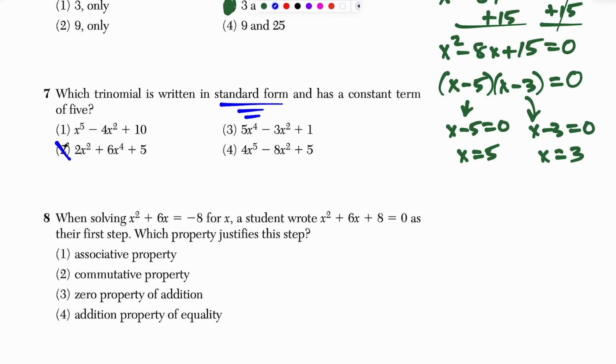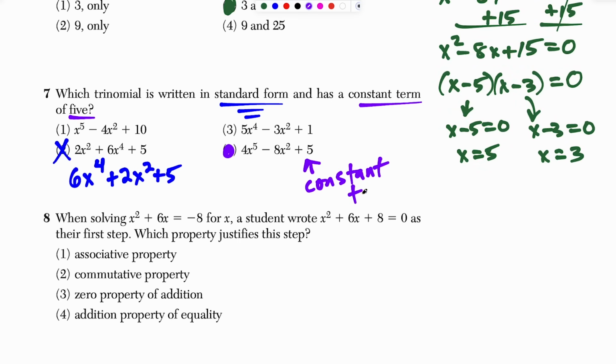So I could just look at something like choice 2 and cross this off, because in standard form, this would be 6x to the 4th going first, plus 2x squared, and then plus 5. Okay, but that's not how this was written, so this is out. And all the other answer choices are written in standard form. However, the only one of those that has a constant term of 5 is choice 4. The constant term is the lone number at the end, without the x's attached. So this here represents the constant term. So the constant term is the number at the end of the expression. So choice 4 is our answer.